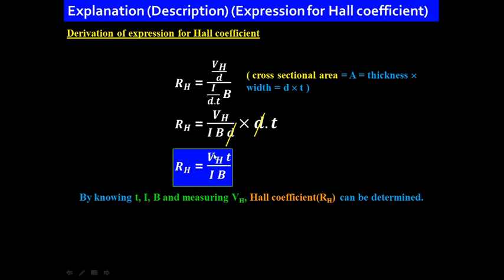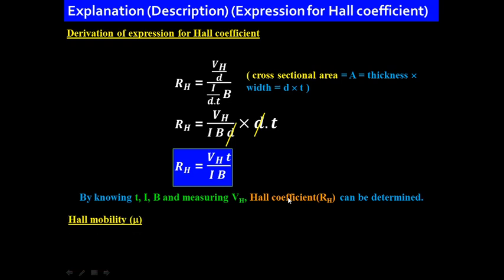So we have to measure the potential difference. Thickness is known, the current passing through that slab, and the magnetic field. So by determining T, I, B and VH, the Hall coefficient can be easily determined. So this is the expression for Hall coefficient. Now we will go for the Hall mobility.